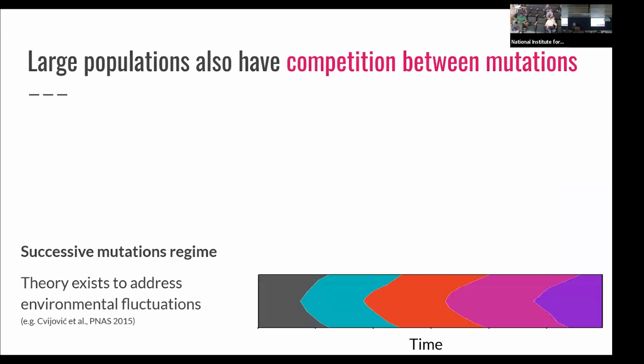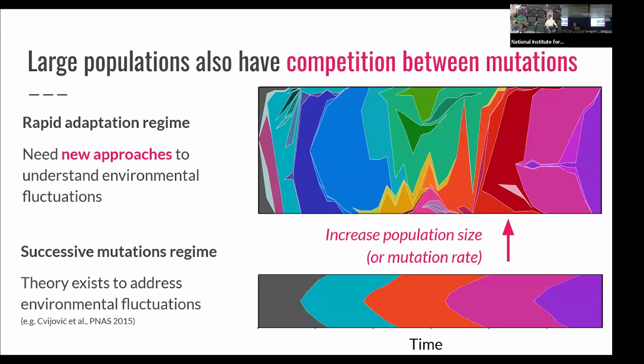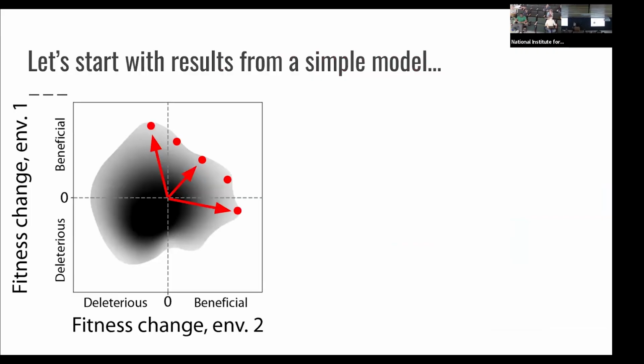To clarify what I mean here, a lot of theory, including theory to deal with environmental fluctuations, focuses on the successive mutations or SWIM regime, where individual mutations arise one at a time and fix or go extinct before another appears. However, if we take a population in this regime and increase the population size or the mutation rate enough, we'll eventually cross over into the rapid adaptation regime, where beneficial mutations compete with each other. And here we need new approaches and new theory to understand environmental fluctuations, and this will be the focus of my talk. So now we need to go to a more concrete model.